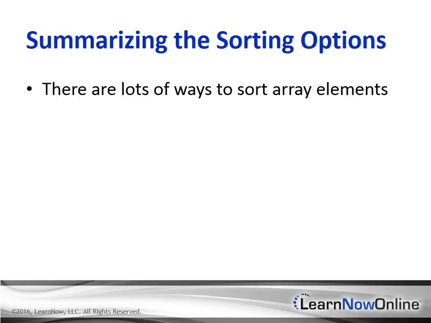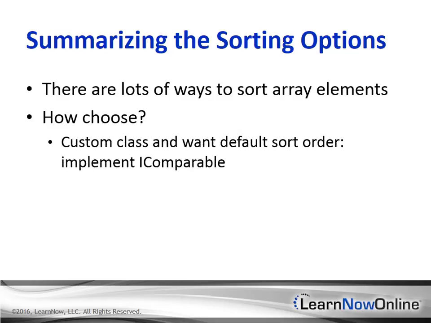Now I've shown you a number of different techniques for sorting the data in an array. How do you choose which one is best to use? There's really no firm answer, but there are some guidelines that I can give you. Now, if you're creating your own custom class and you want one default sort order, have your class implement IComparable so that you can simply call Array.Sort to sort an array of your type. And then Array.Sort will call at the appropriate time that CompareTo method.